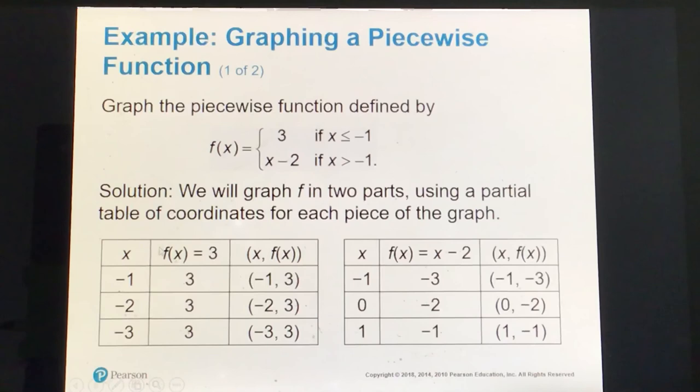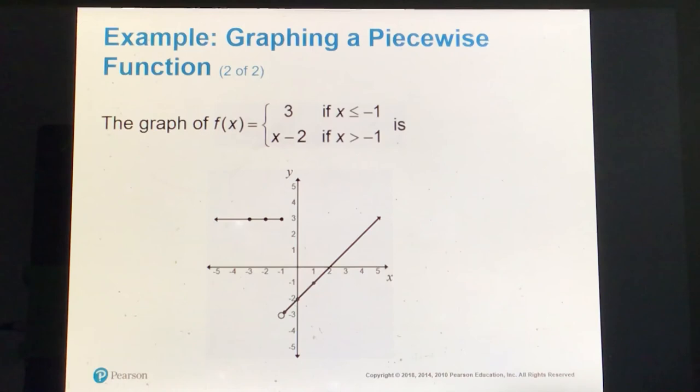And it looks like this. Here's negative 1. Anything from negative 1 over, it's a constant line of 3. Now, when it's greater than negative 1, notice there's an open circle. This is just a straight line, y equals mx plus b. It crosses at negative 2. The slope is up 1 over 1, and it keeps going.